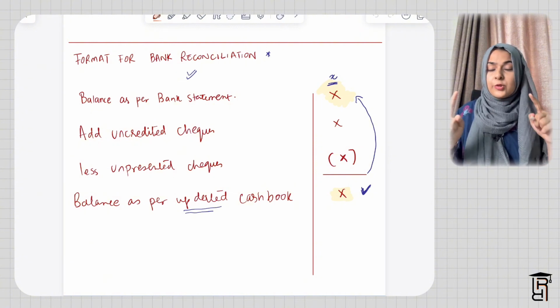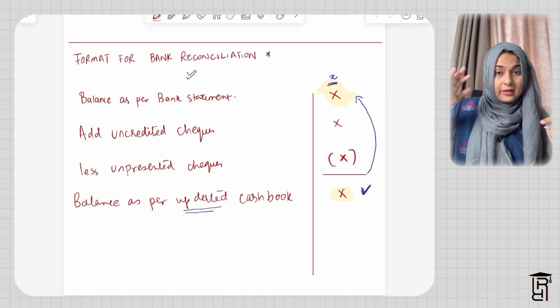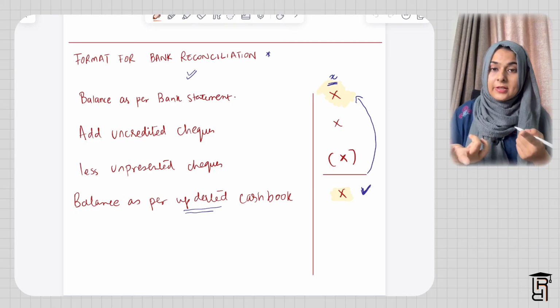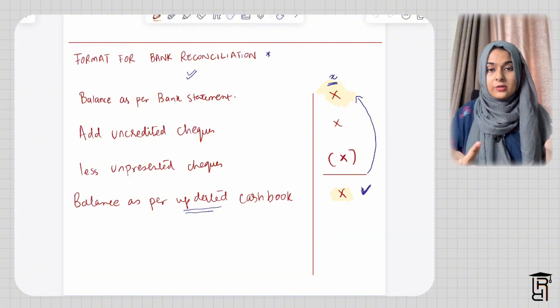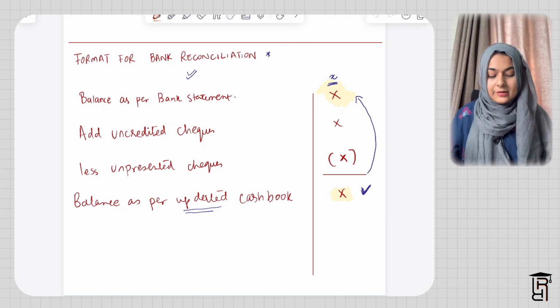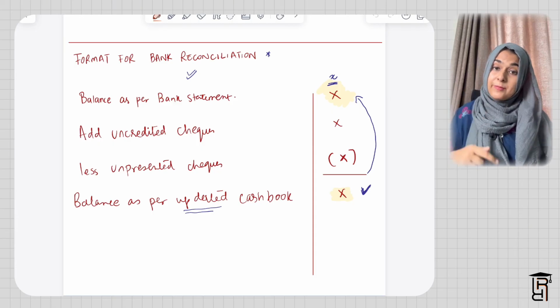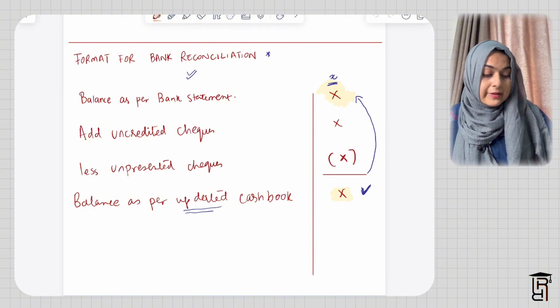Then what you are subtracting in the straight method, when you were starting with balance as per bank statement, I was subtracting unpresented checks, but now I will add unpresented checks because I'm going backwards. So normally what is subtracted, you will add, which is unpresented checks, and what is normally added, you will subtract, so that will be less uncredited checks, and then you will get your balance as per bank statement. So that is another format. I will write it for you guys.